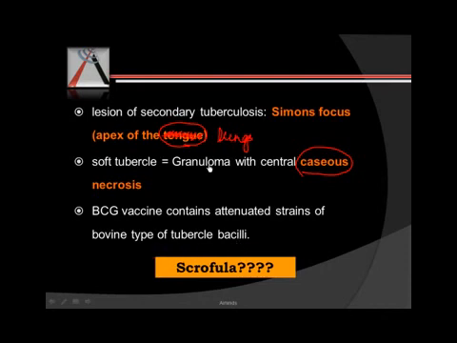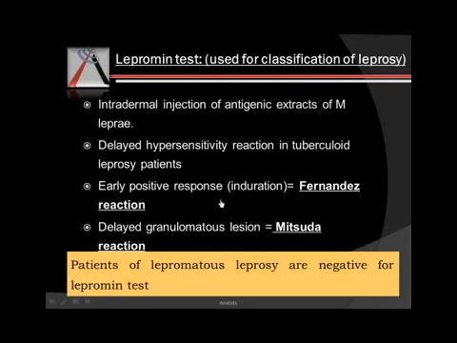We are just compiling the key points over here. Scrofula. What is scrofula? Scrofula is the inflammation of the lymph nodes, a tuberculous infection of the lymph nodes.